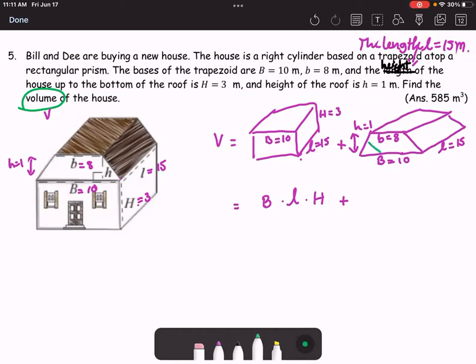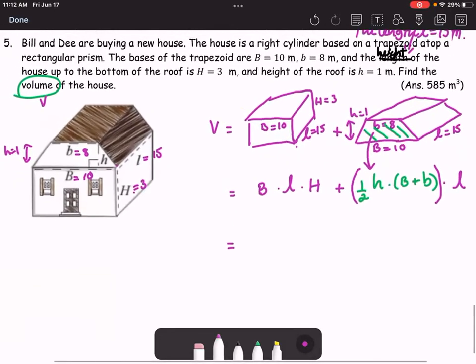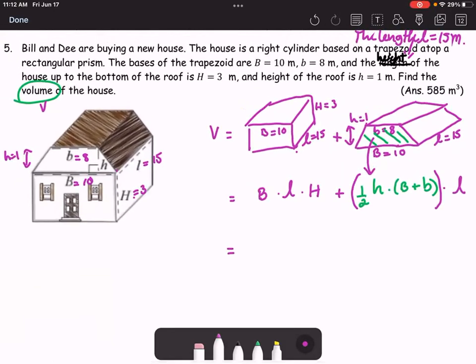For the front part, the area of the trapezoid, the formula is 1/2 times the height, which is 1, times the sum of the parallel sides, which are the two bases, the uppercase B and the lowercase b. And then we multiply by the length. After that, we just replace each variable with the value provided for us.